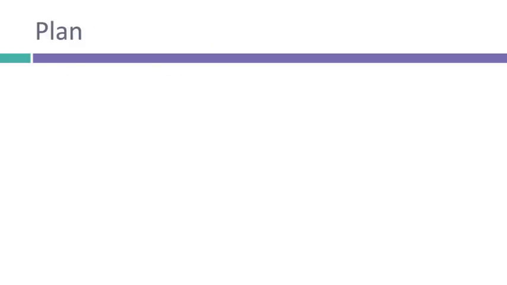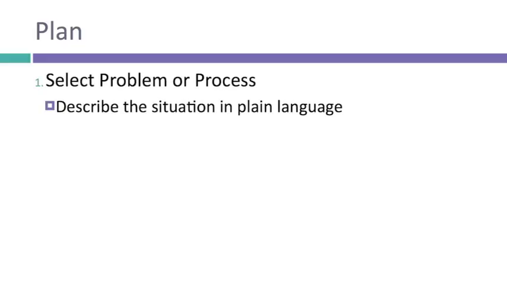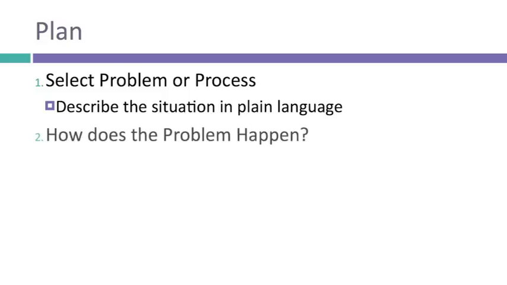First, let's talk about the plan part of PDCA. The first part of plan is to identify the problem or issue that needs to be addressed. You should describe it in plain language. Then, describe how the problem is produced via a process or a situation that occurs. After that, identify the possible causes for the problem, then narrow those down to the most likely root cause.